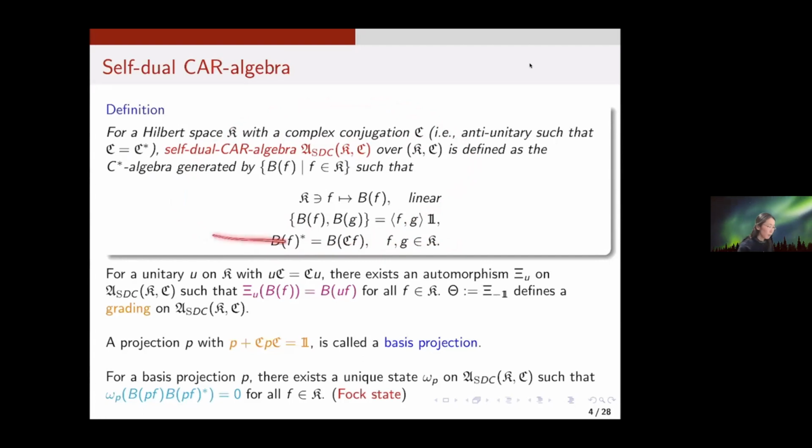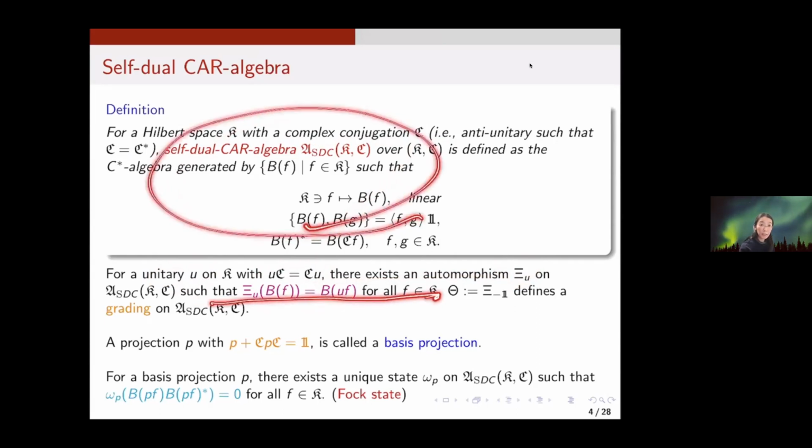And our system will be some CAR algebra over some Hilbert space. Now, about CAR algebra, there is a way to construct some family of automorphisms, which goes as follows. Let U be a unitary which commutes with this complex conjugation. Then there exists an automorphism, which I wrote as U here, on this CAR algebra, satisfying this condition. In other words, this formula defines an automorphism on the self-dual CAR algebra.